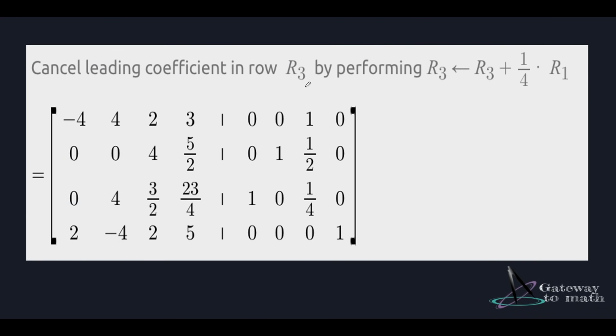Cancel leading coefficients in R3 by performing the following operations. What are we doing? We're taking R3 and adding it with 1 by 4 times R1 and then inserting it again in R3. So the entries on the LHS side of the R3 row are 0, 4, 3 by 2, 23 by 4. And then on the RHS side are 1, 0, 1 by 4 and 0.